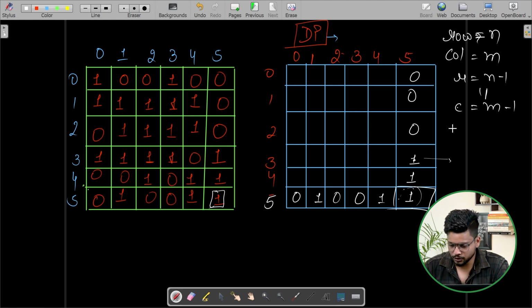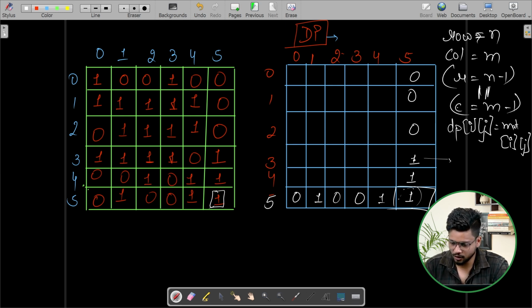Okay, so for both of the cases we have to put dp of i and j as matrix of i and j. There is a little space, so that's why I'm mentioning it like here. Basically this is one condition, this is one condition, and there is an or operator over here. So basically first is this.